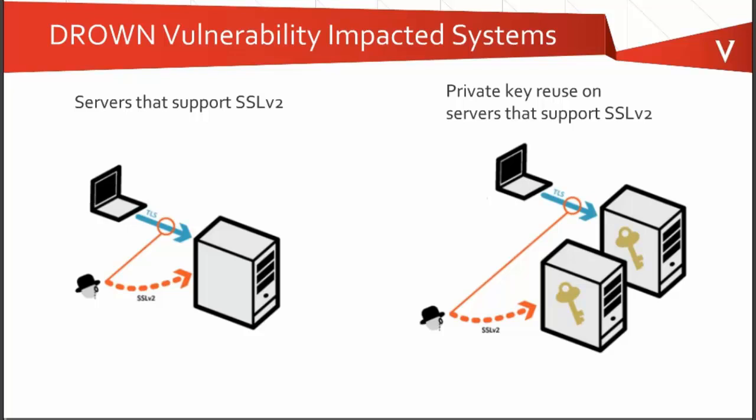In this case, the attacker can still take advantage of Drown, take advantage of SSL v2 still being enabled on the other server that is sharing that same private key on the respective session that they're trying to perform a man-in-the-middle attack on, and take advantage of and sniff the traffic.